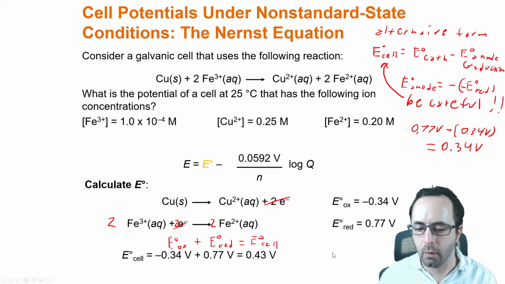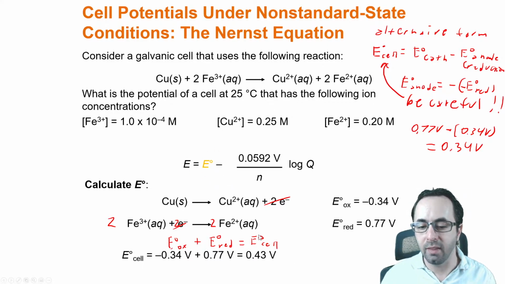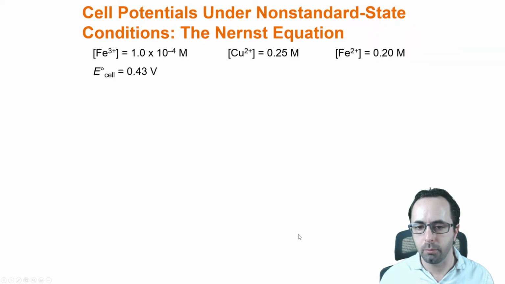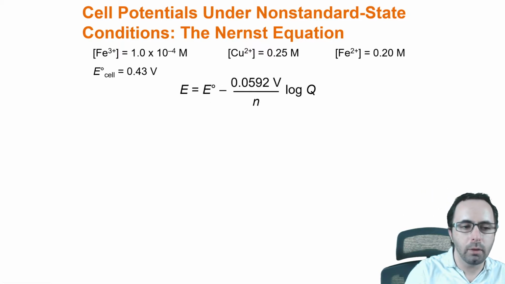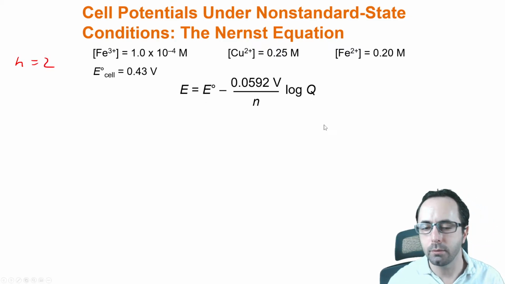Okay. So we've got the E standard cell now anyway. And the N here, you can see the N is going to be 2. 2 electrons lost, 2 electrons gained. So we've got the N as well. All we need now is the Q. So from the previous slide, we determined E standard cell is 0.343 volts. And our N is 2. I'll just write that over here. We already figured out our N equals 2. So all we need is the Q now. So let's calculate Q.